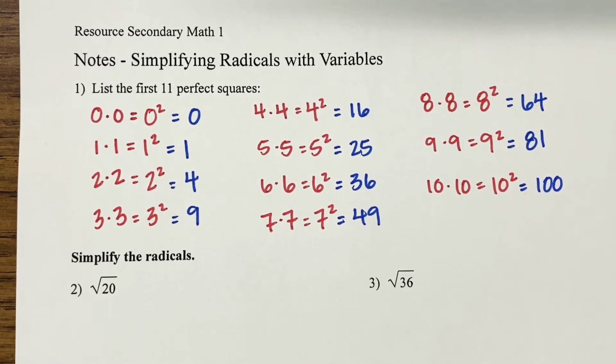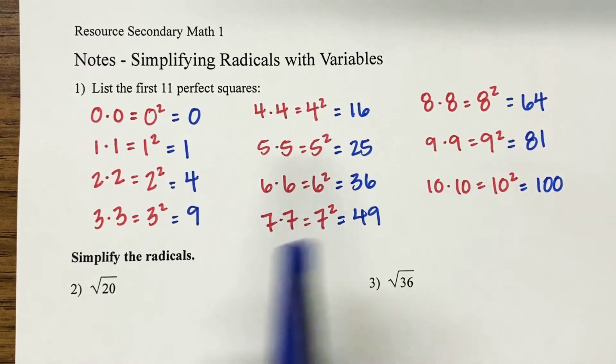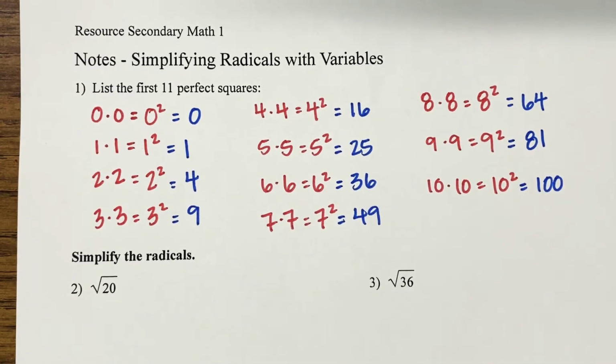Okay, so for number 1, you should have a list that looks like mine. So these numbers in blue are all the numbers we really like. These are numbers that we get perfect squares when we square root them, right?